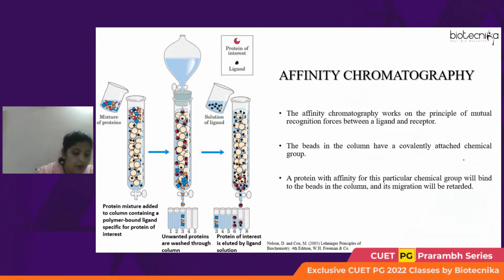Then next, moving on to affinity chromatography. Shrivani, yes, you are right. Polyacrylamide is made by cross-linking acrylamide with N,N'-methylenebisacrylamide. Okay. Now, next is affinity chromatography.